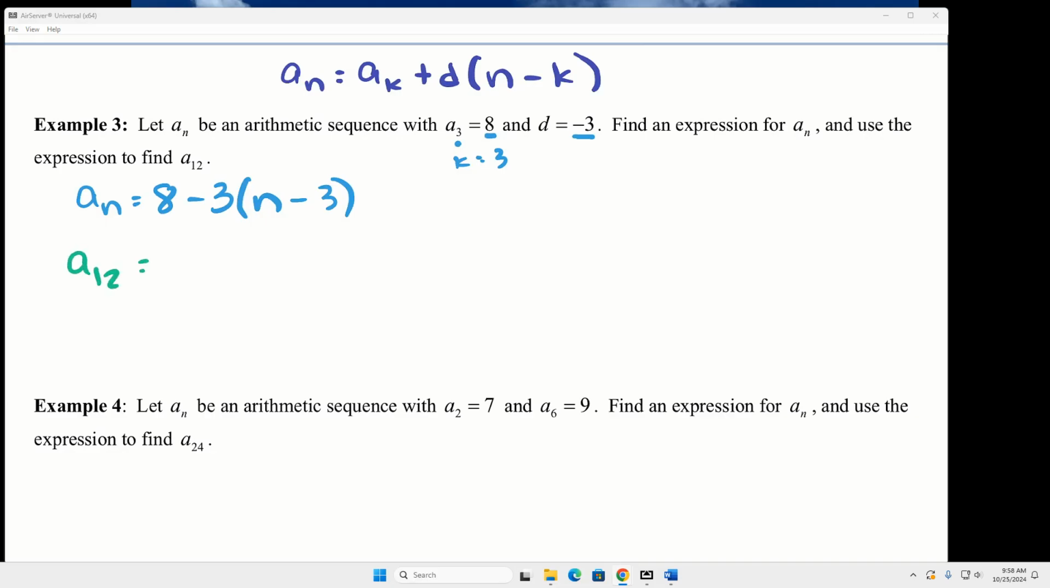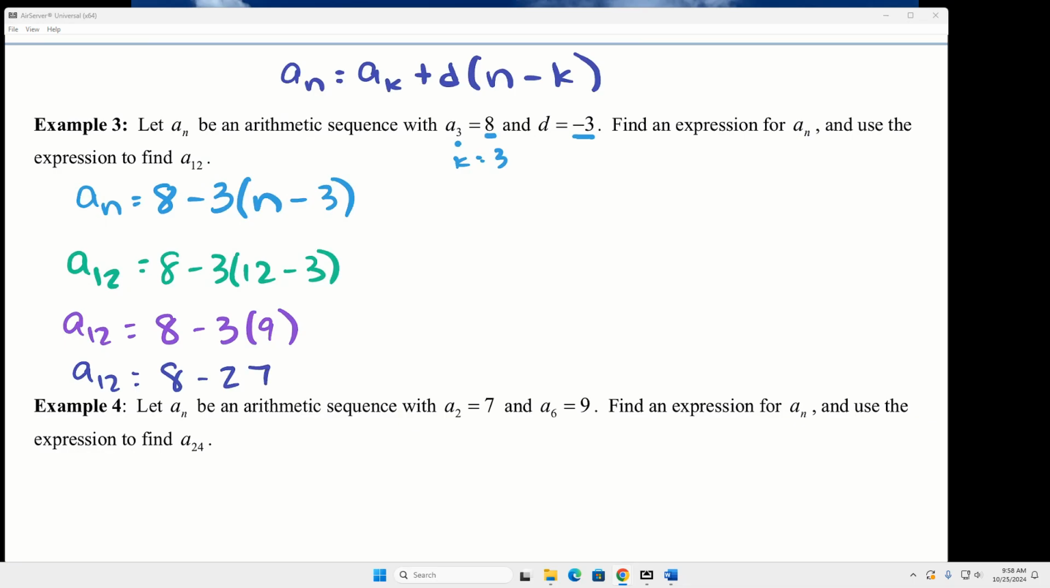All right, so that is one of the expressions for a sub n, not the only one. But we can use it to find the 12th term by just now taking 12 and putting it in for n. All right, and then 8 minus 27 is going to be negative 19.